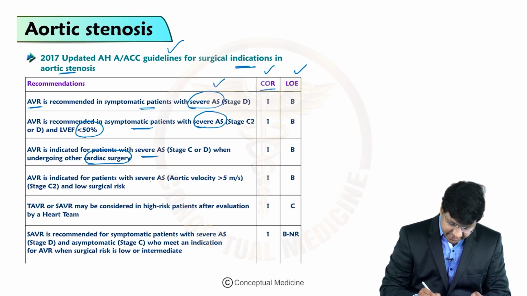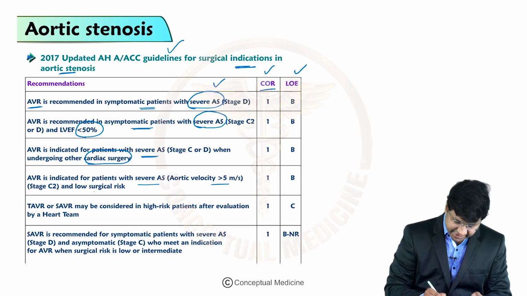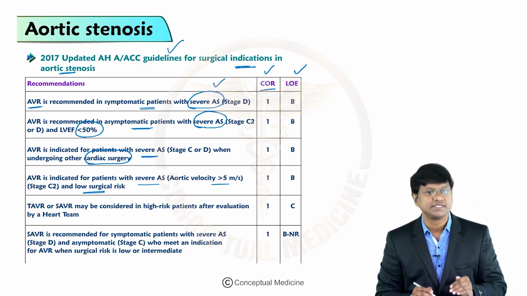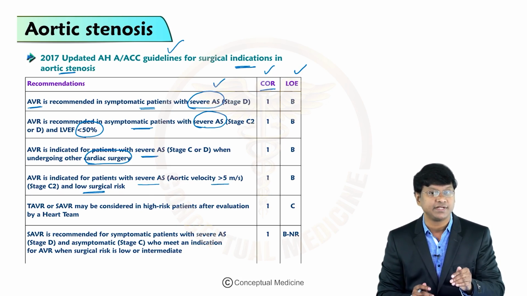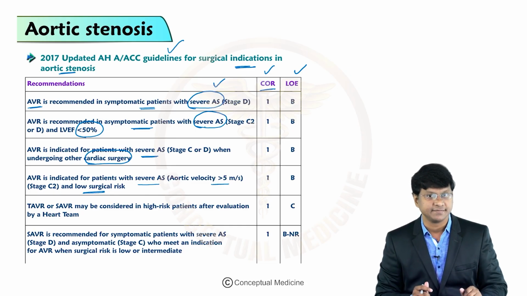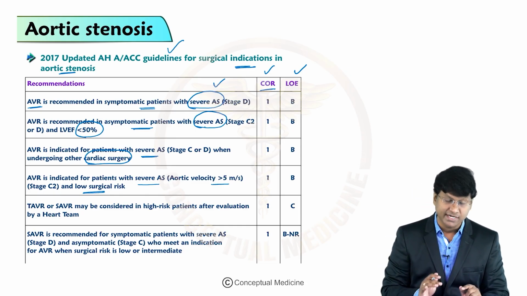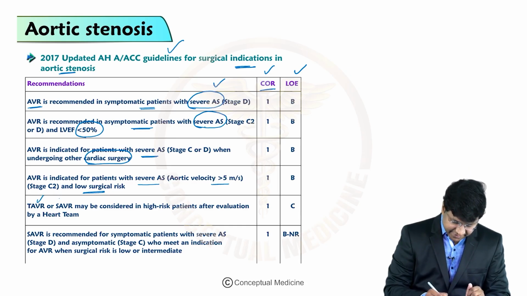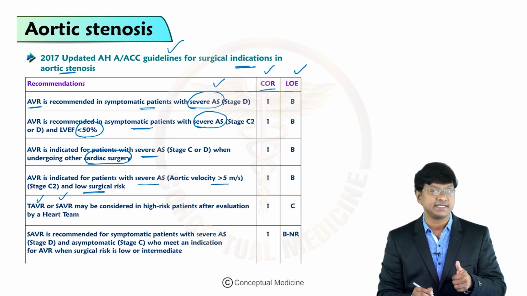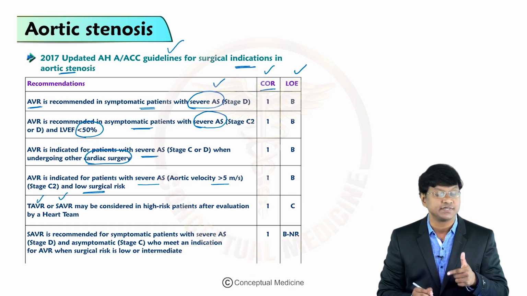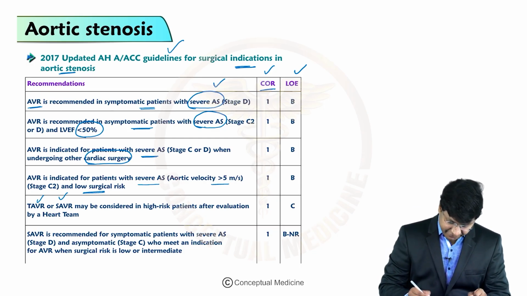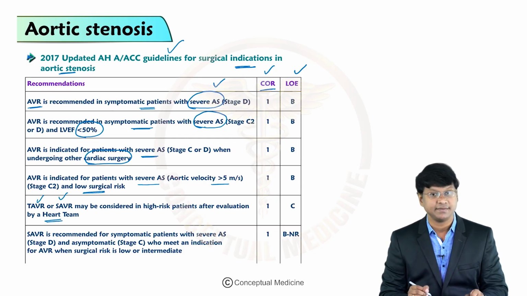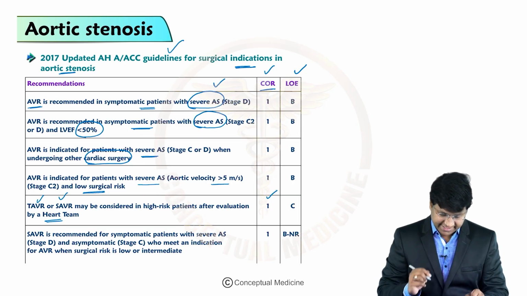Next, AVR is indicated for patients with severe aortic stenosis where the aortic velocity is more than 5 meters per second and there is low surgical risk. So the velocity across the aortic valve is more than 5 meters per second with severe aortic stenosis and low surgical risk. Next, TAVR or SAVR. TAVR stands for transcatheter aortic valve replacement. SAVR stands for surgical aortic valve replacement. They may be considered in high risk patients after evaluation by a heart team. That is also class of recommendation 1.